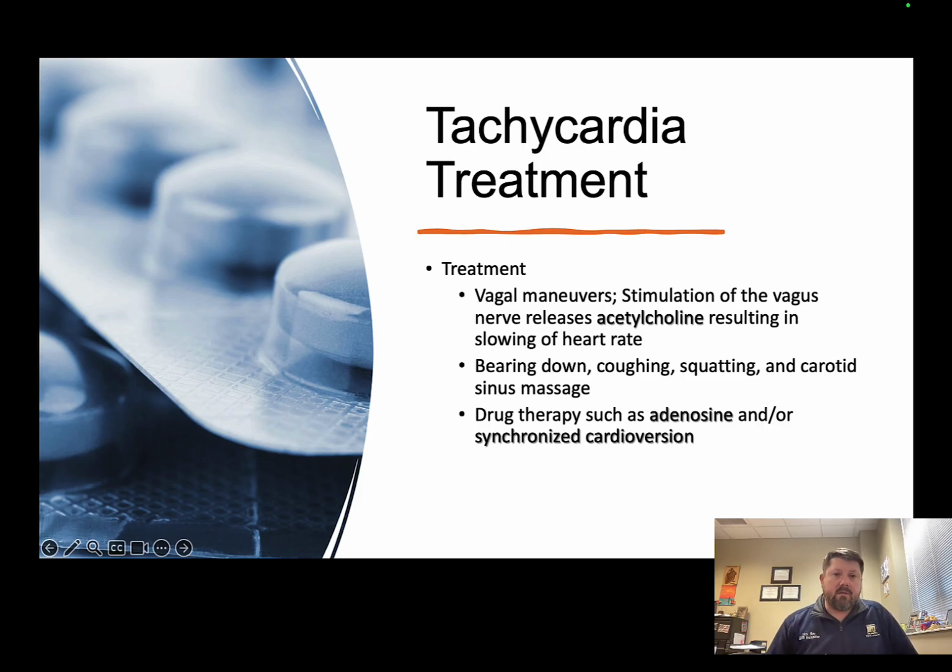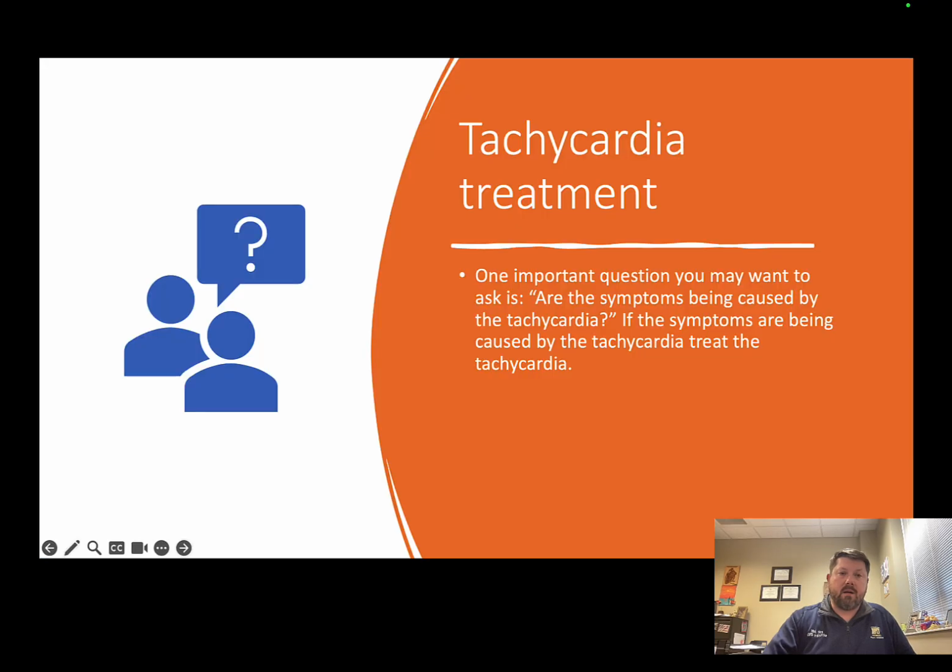One thing that I like to do is give a patient a syringe and pull it out just a little bit, give it to them, and tell them to try to blow the plunger out of the syringe. And this actually creates a back pressure that will help create a vagal maneuver. Drug therapy, which includes adenosine, and then also electrical therapy, which includes synchronized cardioversion.